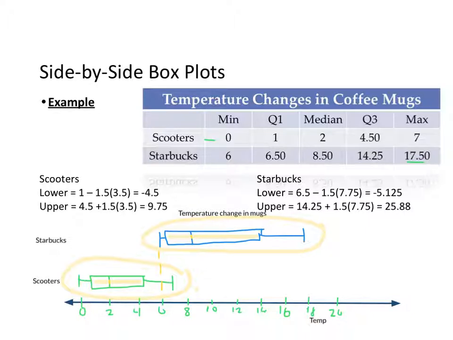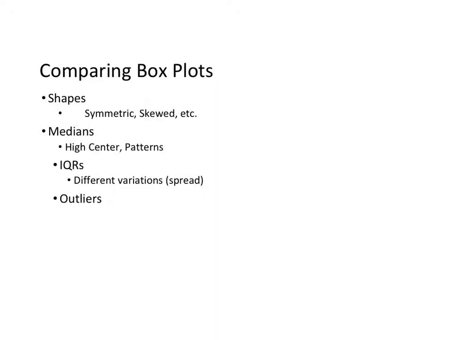Okay, so those are things we can do to compare. This leads into us comparing the box plots. So we talked about shapes, symmetric and skewed, etc. in the coffee example. We didn't talk about medians, but if we were to go back and look at the previous slide, scooters had a lower median than Starbucks, patterns, things like that. We did talk about IQRs and different variations in spread. And we also determined there were no outliers. So we're comparing box plots. Those are the key things we want to look for.